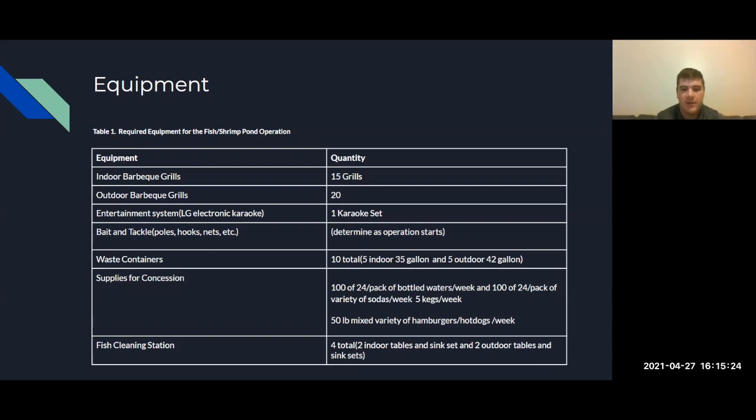We also need waste containers, 10 total, 5 indoor 35-gallon, and 5 outdoor that are 42-gallon. And we also need supplies for concession and fish cleaning stations. We'll need 4 total, 2 indoor tables and sink sets, and 2 outdoor tables and sink sets.